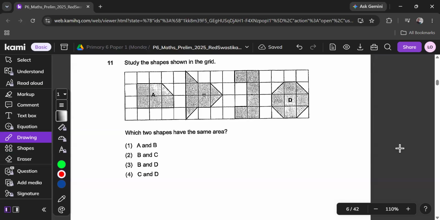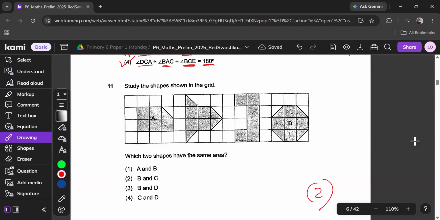All right, question 11. Question 11, the answer is what? The answer is number two. So which two shapes have the same area? This is P3. Count the squares, right? How many squares make up the shaded A? One, two, three, four, five, 5.5. Okay, I hope you know how to count the squares.